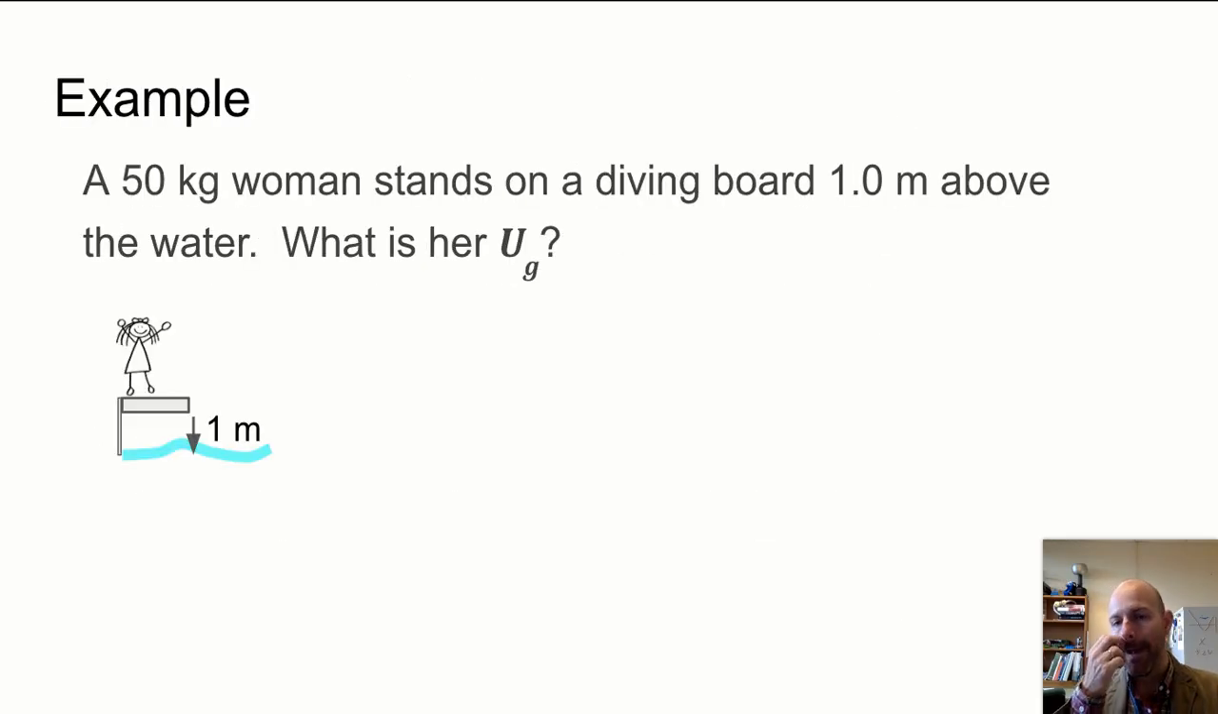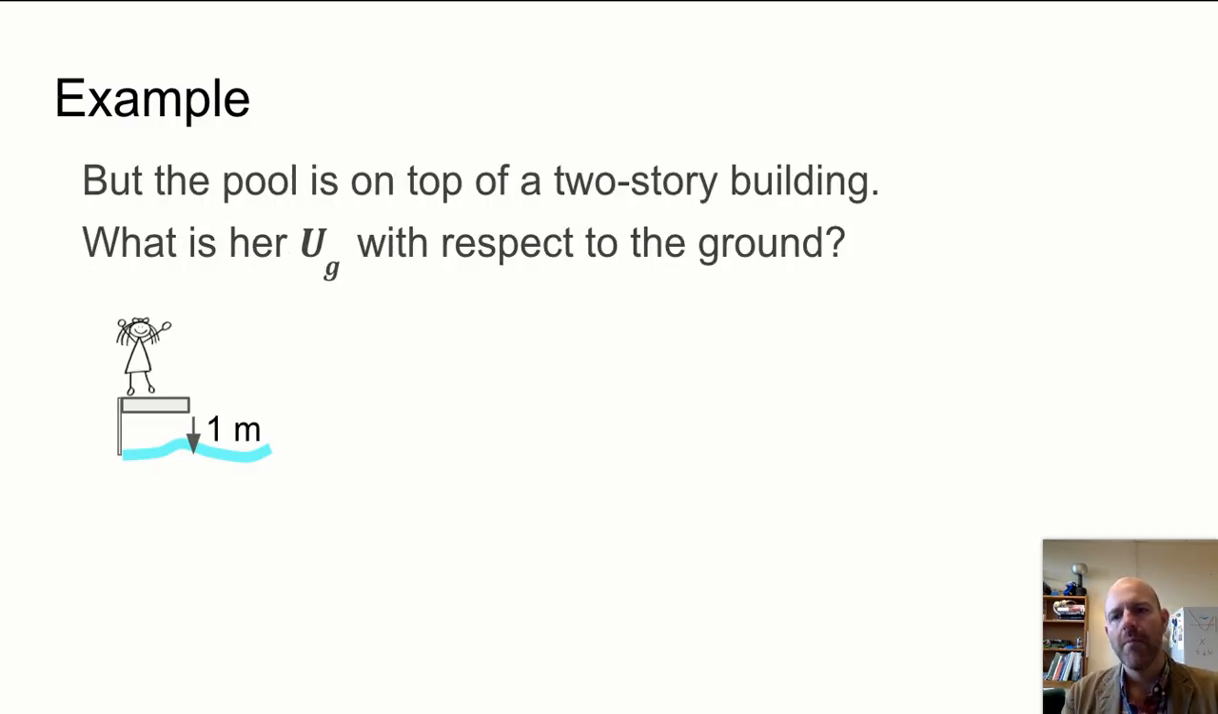So for example, a 50 kilogram woman stands on a diving board 1 meter above the water. What is her gravitational potential energy? With respect to the water, it's mgh, or 500 joules, 50 kilograms times 1 meter times 10 meters per second squared. But what if the pool is actually on the top of a building, right? This is a rooftop pool.